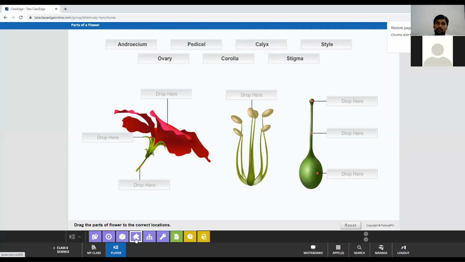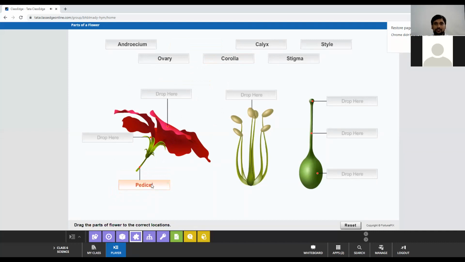Identify the parts. See my arrow mark, and according to that you have to give the labeling. What is the first part? What is the stalk of the flower called as? It is pedicel. Yes.